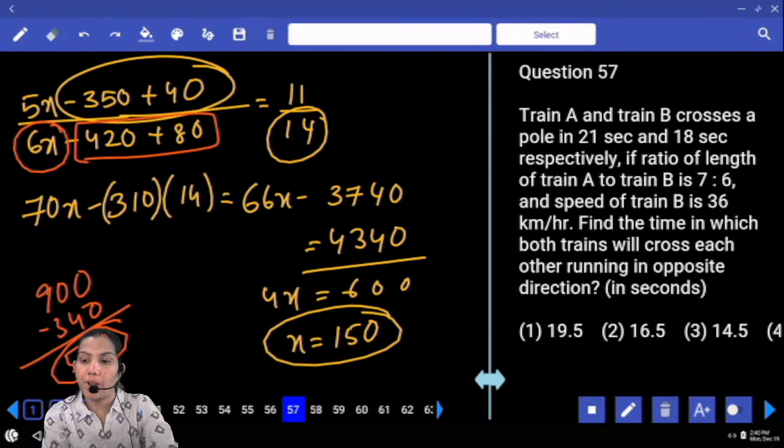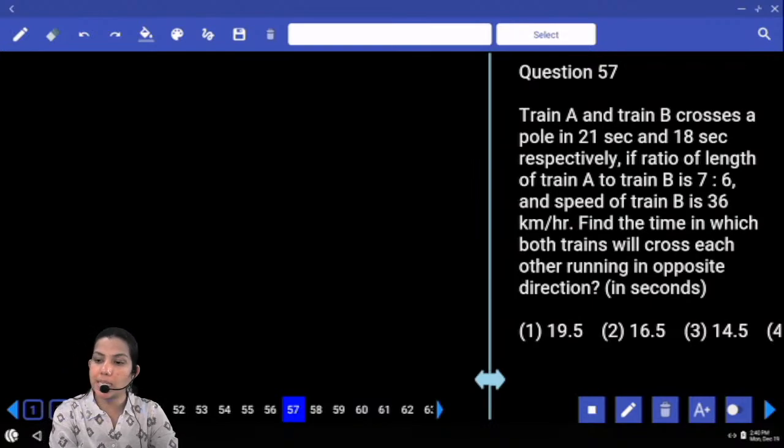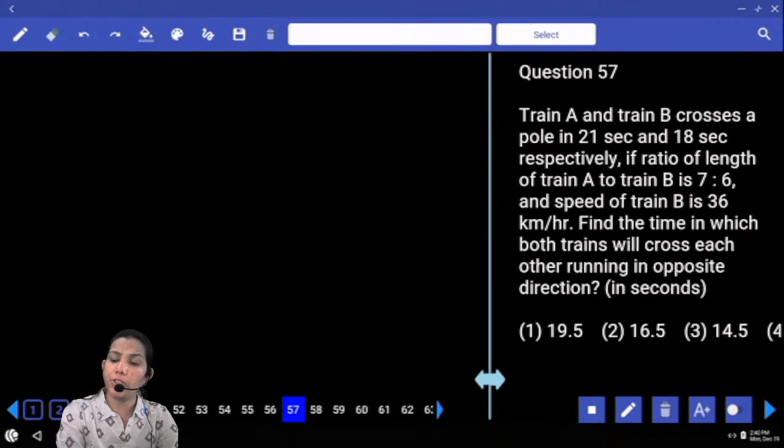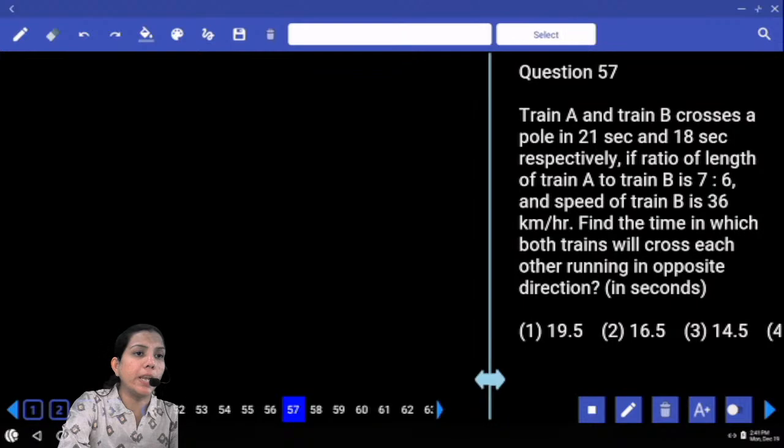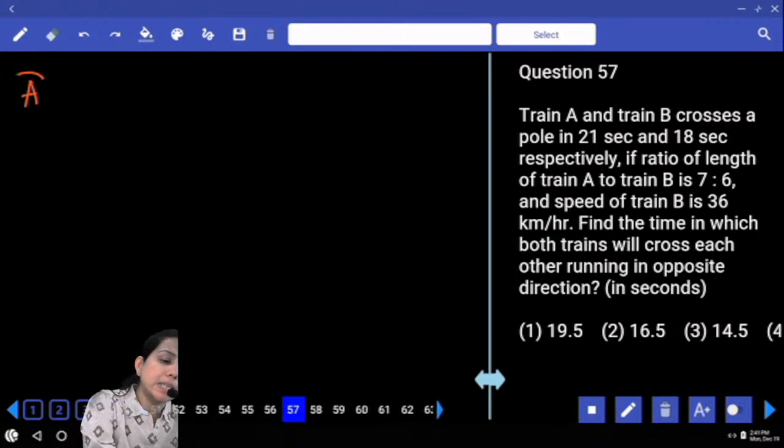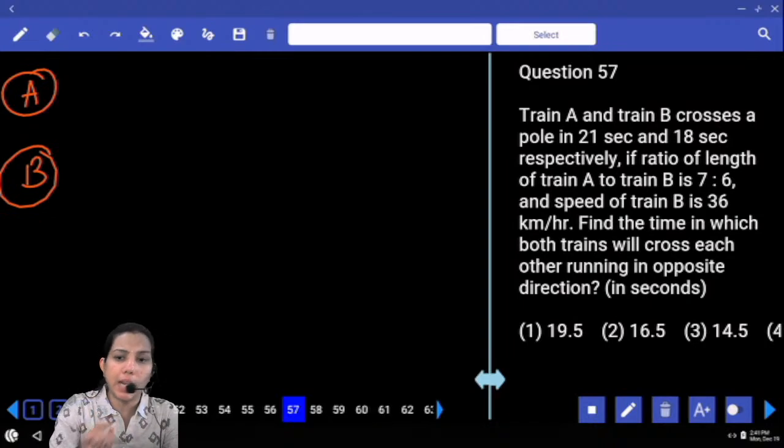Train A and train B cross a pole in 21 seconds and 18 seconds respectively. If the ratio of length of train A to train B is 7:6 and speed of train B is 36 km/h, find the time in which both the trains will cross each other running in the opposite direction. Two trains. What is distance formula? Speed into time. ఇవి రాస్తున్నా. డిస్టెన్స్ మీన్స్ వన్ ట్రైన్ క్రాసెస్ ఓన్లీ వన్ ఎలక్ట్రిక్ పోల్, అంతే కదా.